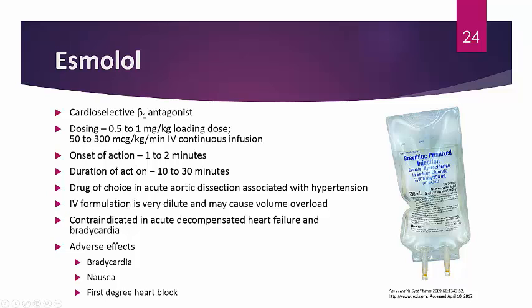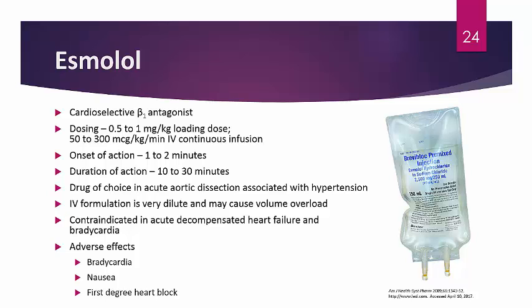The next agent we'll talk about is Esmolol. This agent, unlike labetalol, is specific for the beta-1 receptor as an antagonist. And its dosing includes a loading dose of 0.5 to 1 milligram per kilo IV and a continuous infusion of 50 to 300 mics per kilo per minute IV continuous infusion. It has a short onset of action between 1 to 2 minutes and a duration of action between 10 to 30 minutes.